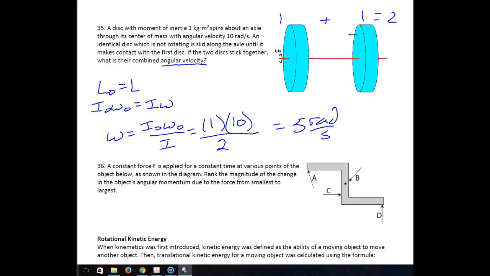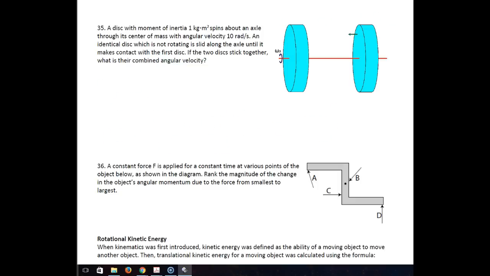So that one's pretty easy. For the next one, it says a constant force F is applied for a constant time at various points of the object below, shown in the diagram. They want me to rank the magnitude of change in the object's angular momentum due to the force from the smallest to the largest. Because the force here is applied right at the fulcrum, or right at the pivot point, there is no change in angular momentum, so it would have the smallest change.